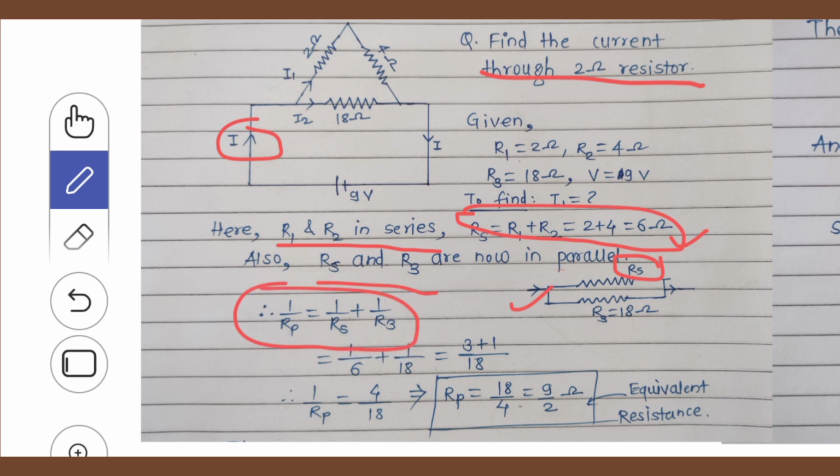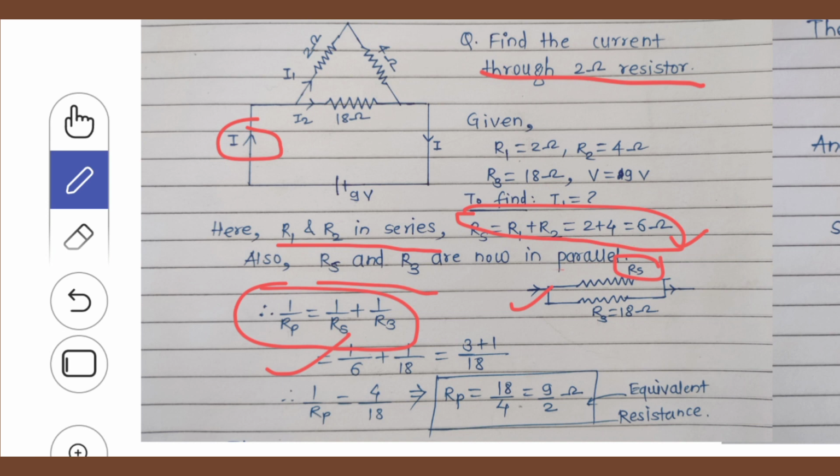Now we know that the series resistance was 6, so it is 1 upon 6 ohm, and the third resistance was 1 upon 18. So 1 by 6 plus 1 upon 18 is equal to, now I have taken the LCM, which is 18, so it is equal to 3 plus 1 divided by 18. You can solve this simple relation, the addition of rational numbers, so we know how to solve it.